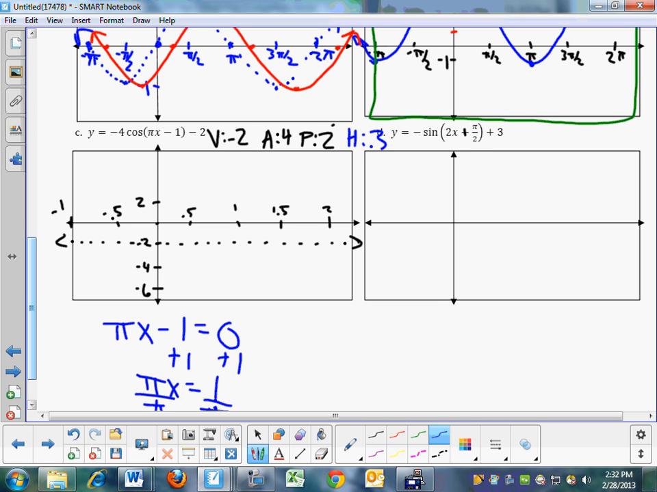So we'll do that. First, let's sketch the skeleton of this graph. And I'll sketch the skeleton in red. I'll sketch the final one in blue. Okay? So this is cosine. Does it start at the middle, the max, or the min? It starts at the max, but because it's negative, it starts at the min. It's going to start all the way down here at -6.